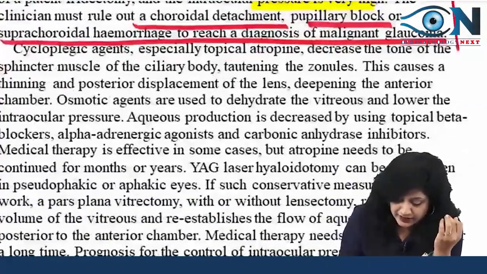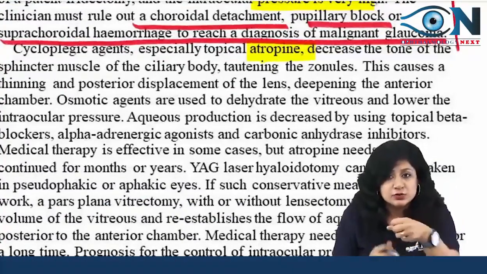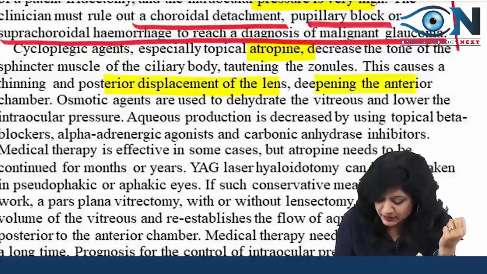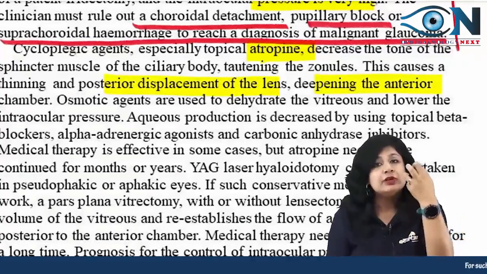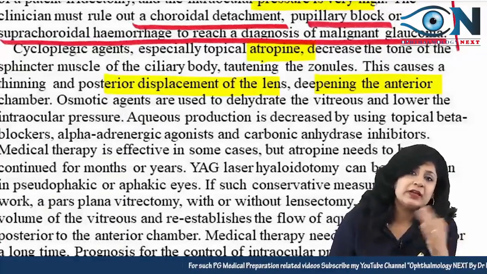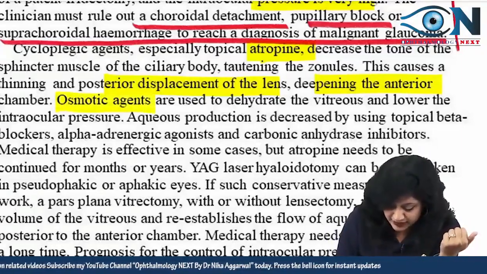Treatment, as I told you, we can give atropine that will decrease the tone of the muscle, tautening the zonules, pulling it up, causing the posterior displacement of the lens and deepening of the anterior chamber. You can also decrease the volume of the vitreous, because aqueous is going into the vitreous, increasing its volume. So, for that we can give hyperosmotic agents.